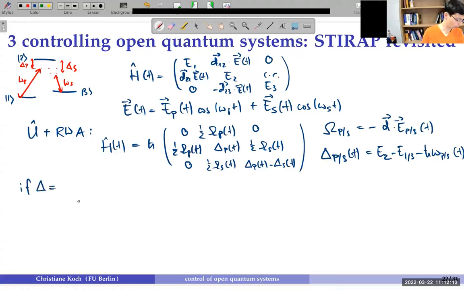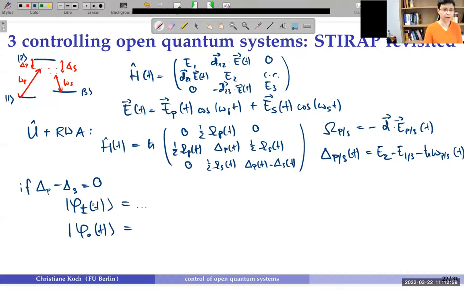And now if you set the two-photon detuning to 0, meaning that delta_P is equal to delta_S, or both of them are 0, doesn't matter, then you can diagonalize this Hamiltonian analytically. And you get, again, for each instant in time, just as we've done in the discussion of the adiabatic following, closed form expressions for the three time-dependent eigenstates. And so there's plus and minus, which depends on states 1, 2, and 3. And then there is the state that I call phi zero, which surprisingly only contains contributions from 1 and 3, but not from 2.